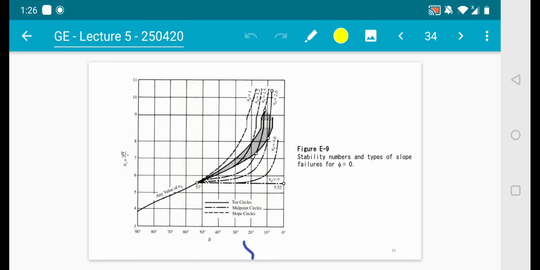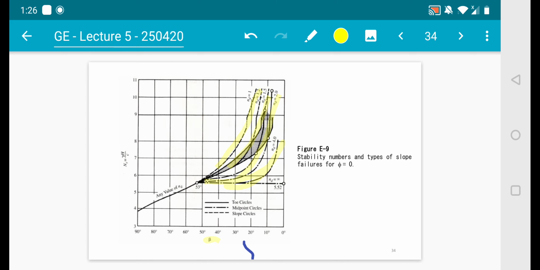Okay, so this is Figure E9: stability numbers and types of slope failures for internal friction equals 0. It relates the slope angle, which is beta, and the ND. If you refer to the figure, you know what ND is.